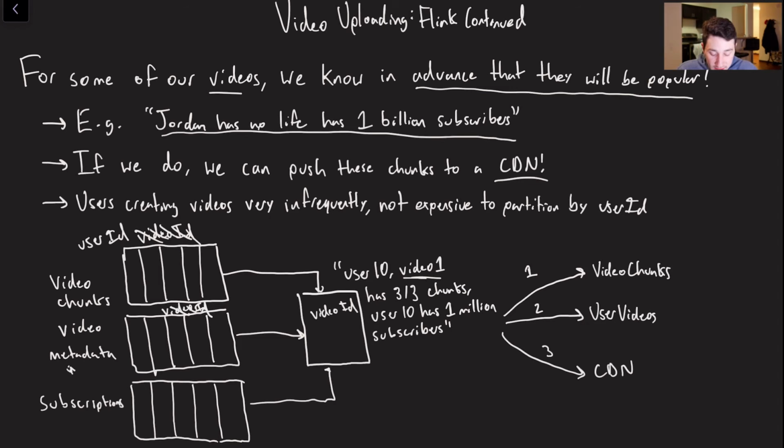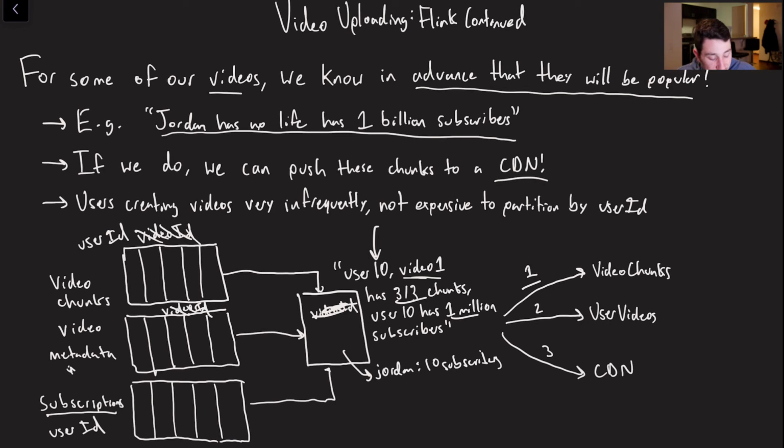The reason being that the subscriptions table can be partitioned by the user ID. So basically for my user, I know exactly who is subscribed to me. And as a result of that, now I know Jordan has 10 subscribers. And here are his new videos. He's got this one right here with video 1. It's got 3 of 3 chunks. He's got this amount of subscribers. Oh shoot, that's actually going to be a very popular video.